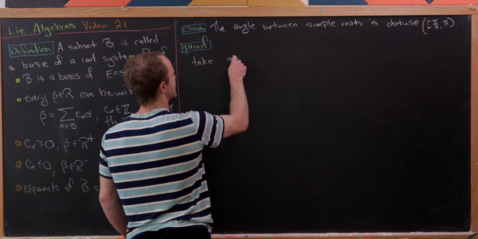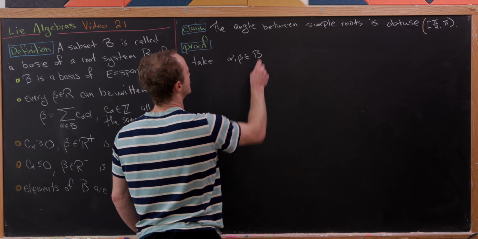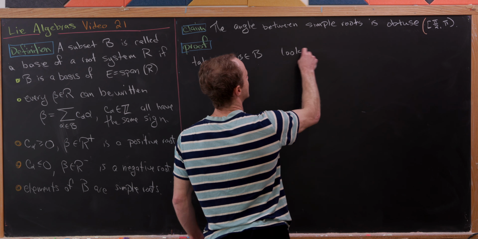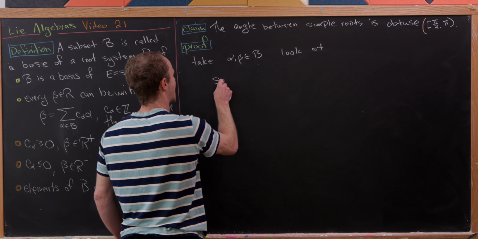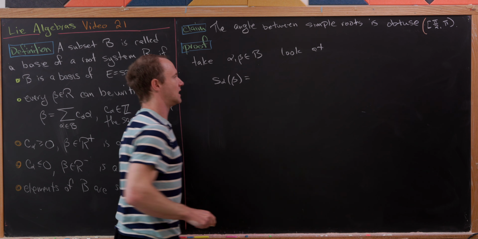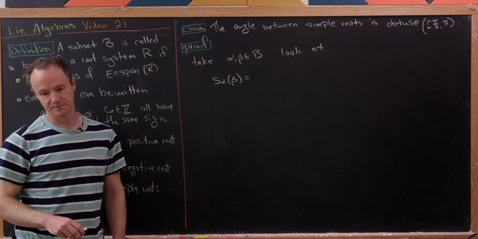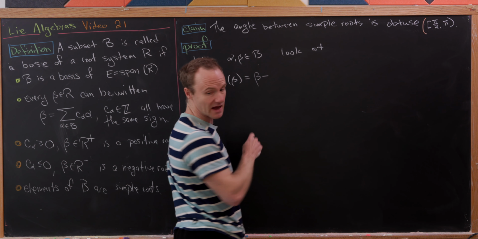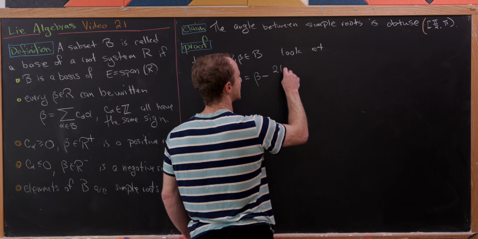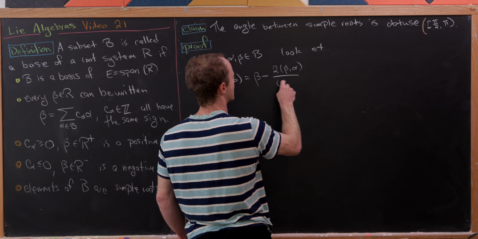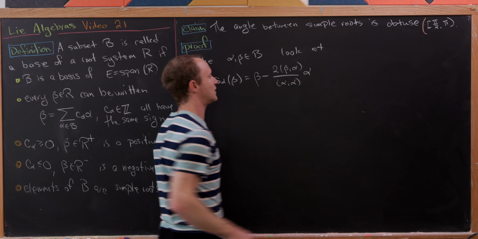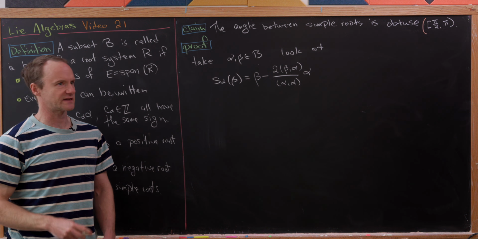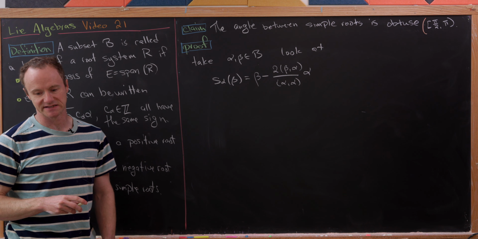So let's take two simple roots, which I'll call alpha and beta, and then we want to look at S alpha beta two different ways. Notice that S alpha beta is equal to beta minus 2 times the inner product of alpha with beta over the inner product of alpha with itself, in the alpha direction. That's just by the definition of S alpha.